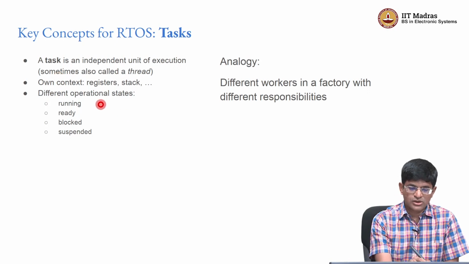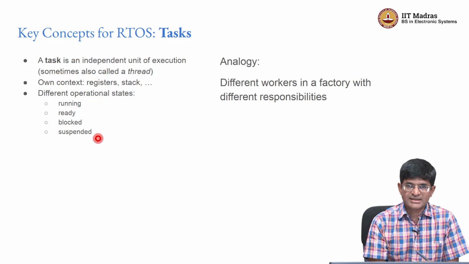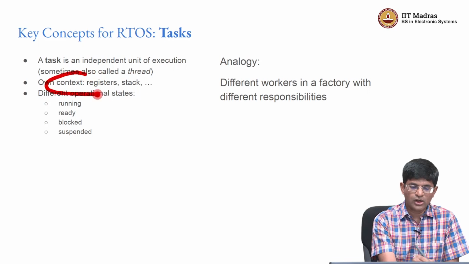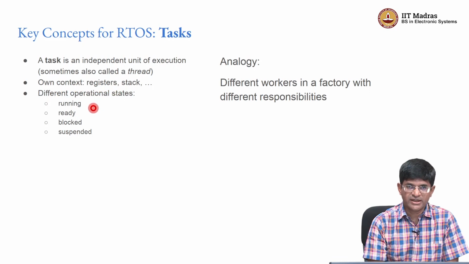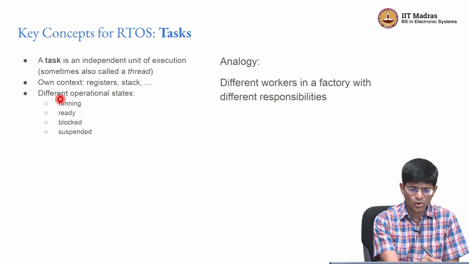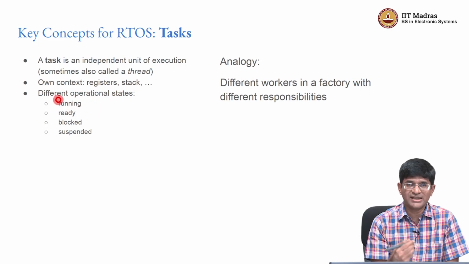Now, these tasks also tend to have certain states, the concept of different operational states associated with them. This is different from the system state. Because of this ambiguity in the terminology, the overall system state is usually called the context, which includes the overall memory, the registers, stack and so on. Apart from that you have a so-called operational state associated with the task. The most obvious state that we can imagine would be that a task is running.